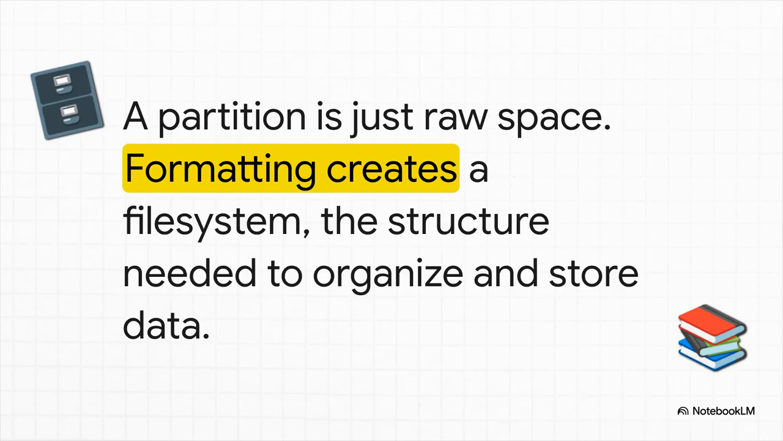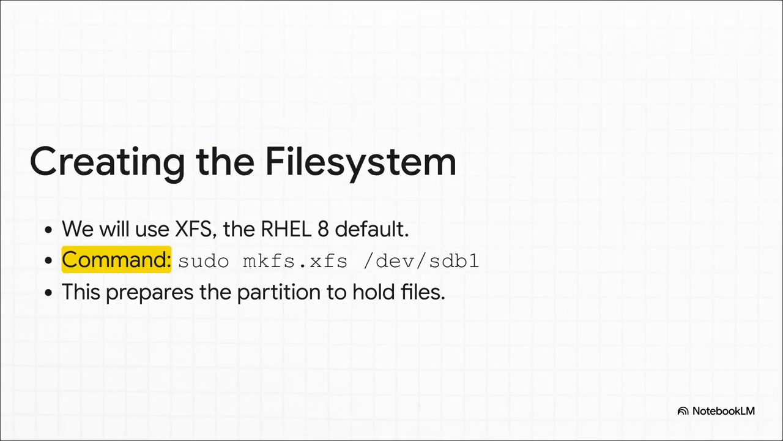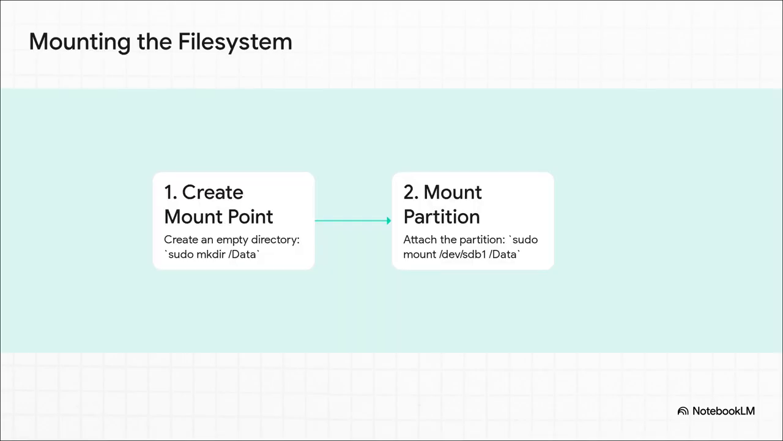Formatting creates what's called a file system, which is the underlying structure that organizes all of your data. It's literally like installing the shelving system in a library so you can finally start putting books away in an organized way. For this, we'll use the mkfs.xfs command, which is short for Make File System of Type XFS. XFS is a really high-performance, modern file system. It's the default on systems like Red Hat and CentOS for a good reason. And the command is super simple. We just point it at our new partition, /dev/sdb1.